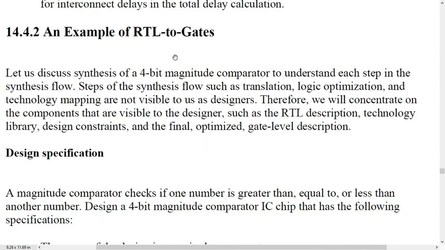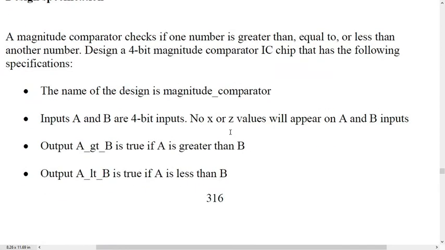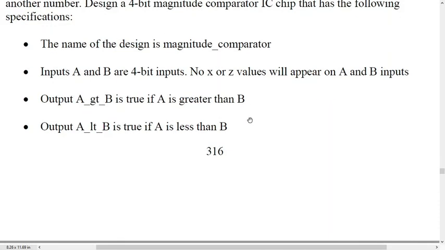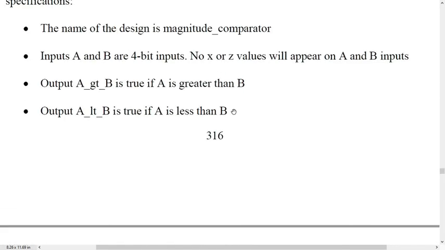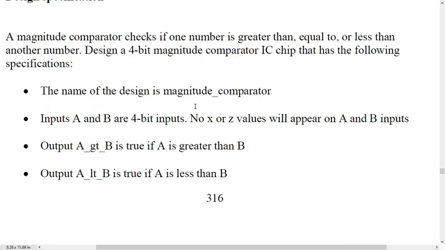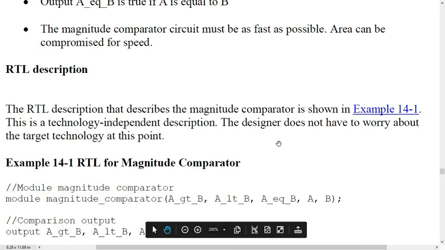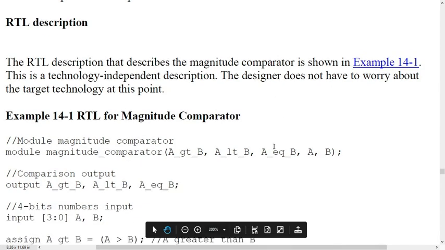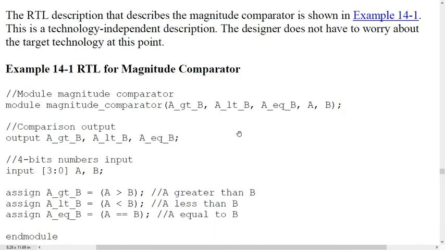As an example of RTL to gate level, we will take a 4-bit magnitude comparator, and we will discuss how I can go for optimization. Comparator basically will have 3 outcomes: when A is greater than B, when A is less than B, and when A is equal to B. Depending upon my intended application, I can design that. So I have an RTL description for my 4-bit magnitude comparator.